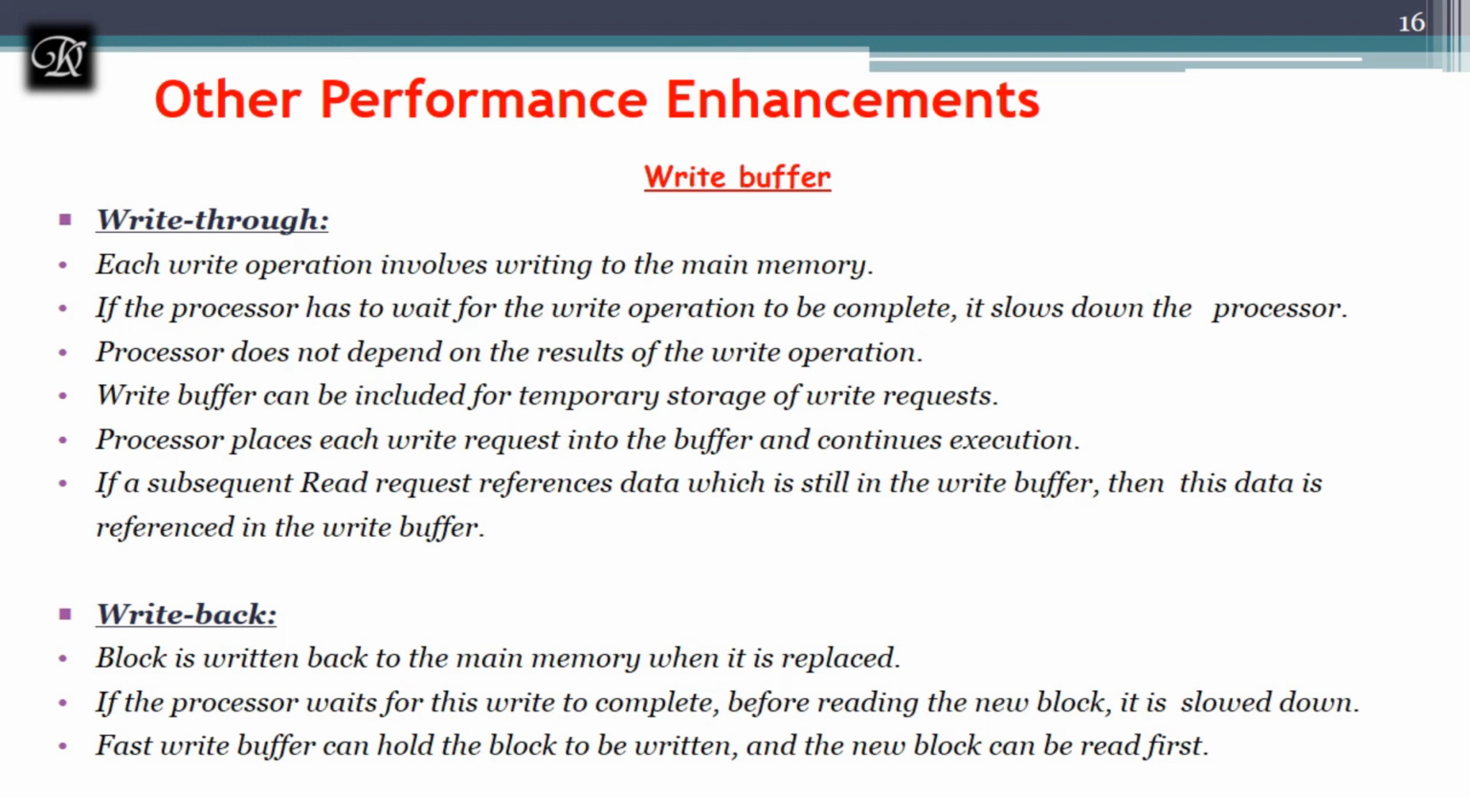If the processor waits for this write to complete before reading the new block, it will slow down. When it is performing a replacement, it has to perform the write operation because of the write back protocol. Rather than that, the write back buffer can hold the value temporarily, and it can fetch the new required block into the cache, so that the processor need not wait. Fast write buffers can hold the block to be written, and then the new block can be read first. By having these intermediate buffers, we can still improve the performance of the computer.